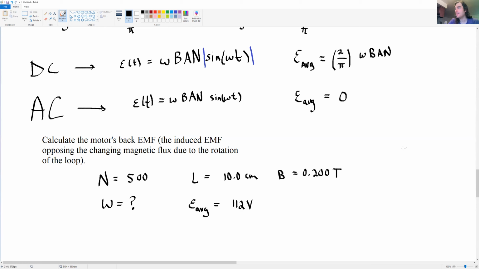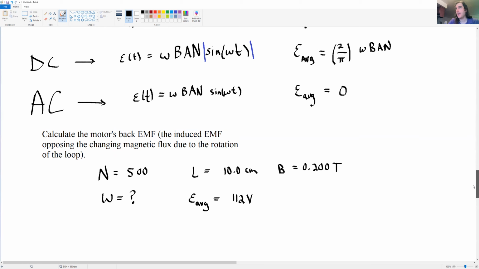Calculate the angular speed that we need in order to get this average EMF. Go ahead and start working on this problem right now. I will go through it a little bit slow. If you want to go fast, go ahead and go through it fast.